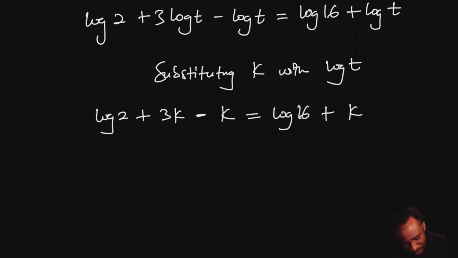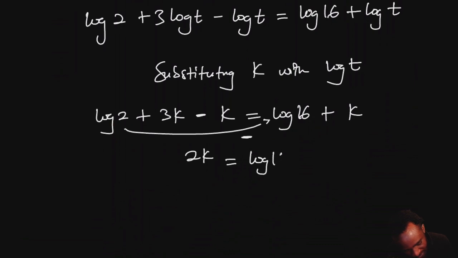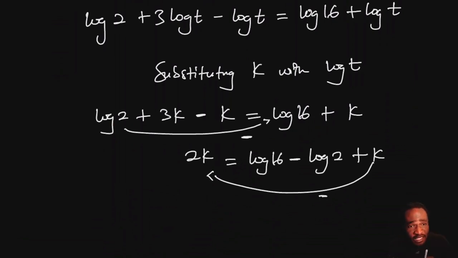So let us simplify over here. We know 3k minus k is 2k. So we're going to have 2k over here. But we can take this all the way to this side and make it negative when you're simplifying and grouping. So we take this to the other side of the equation, and it becomes negative. So we have over here log 16 minus log 2 plus k. And then we're going to do the same and take this k to this side and make it negative. So if it crosses to the other side, if it's positive, it becomes negative. And if it's negative, it becomes positive.